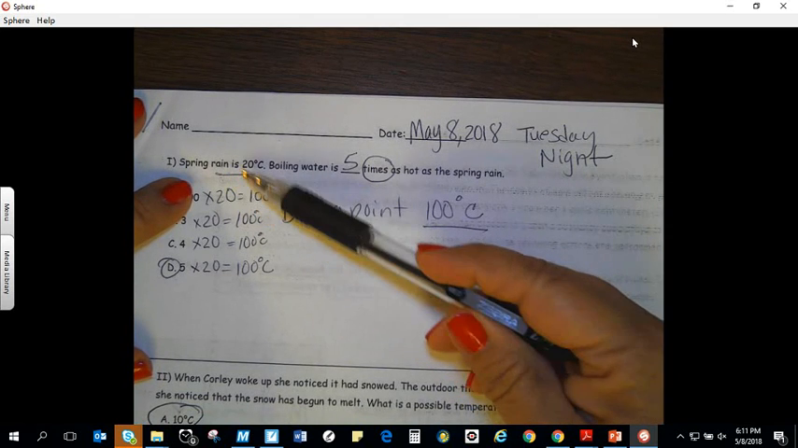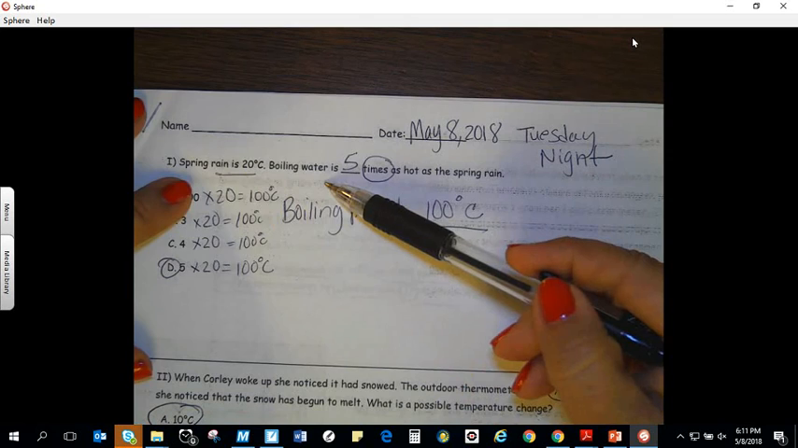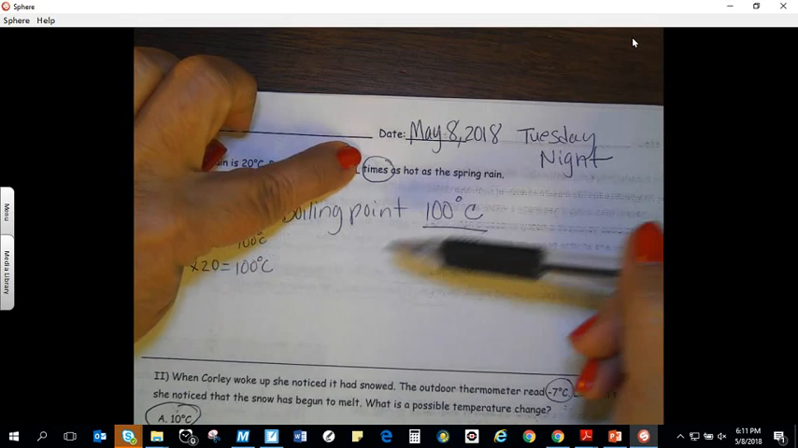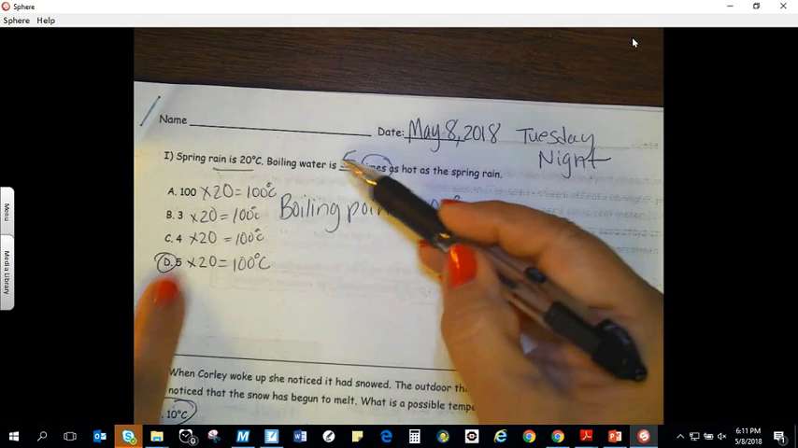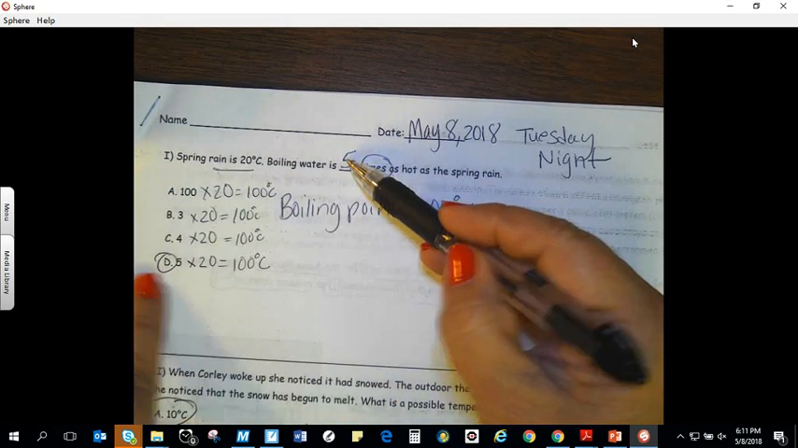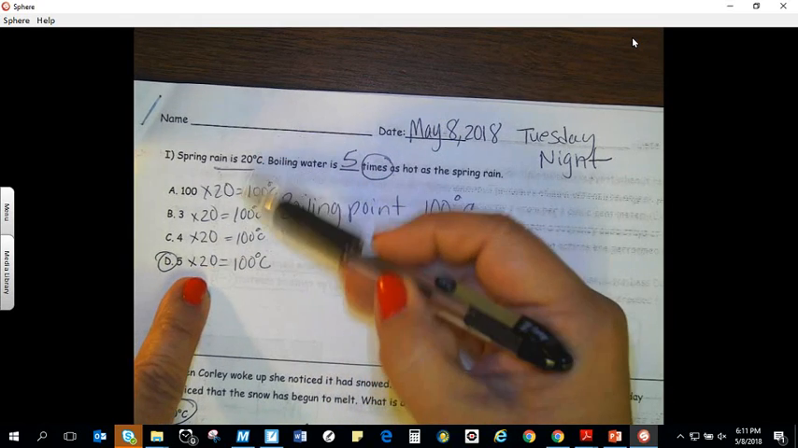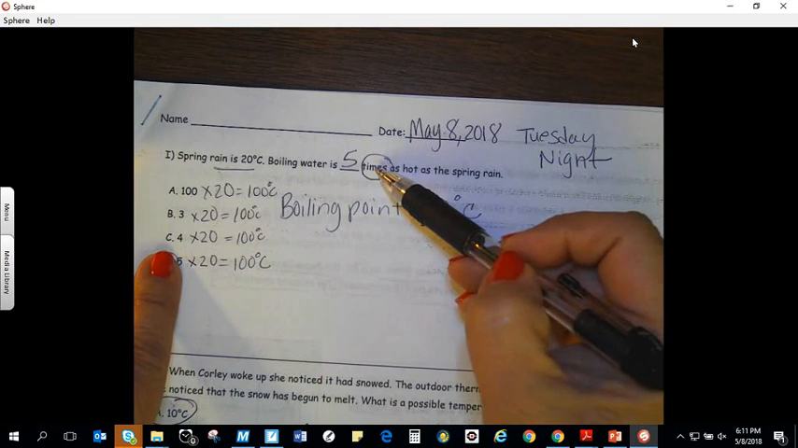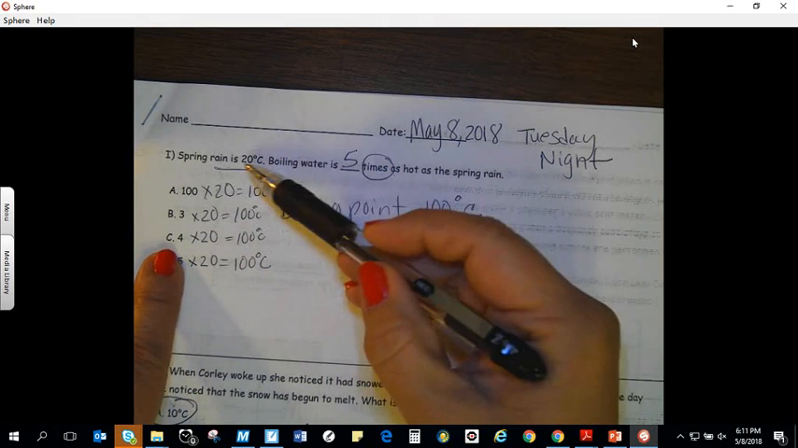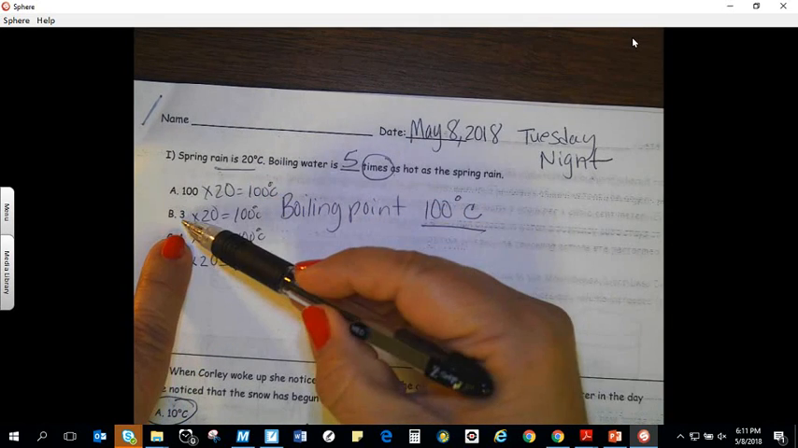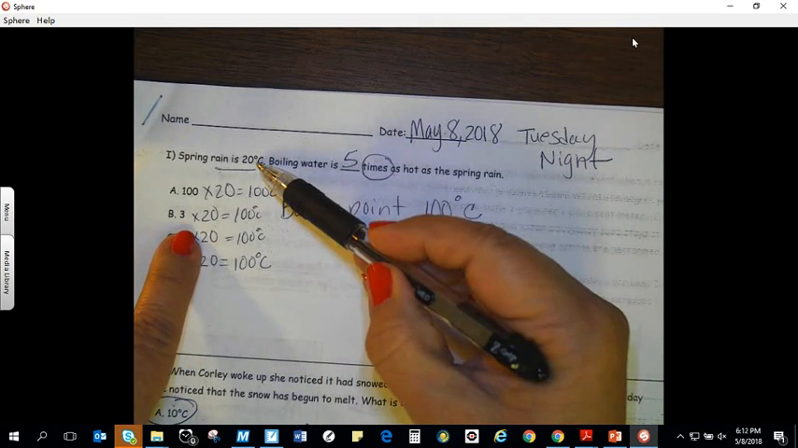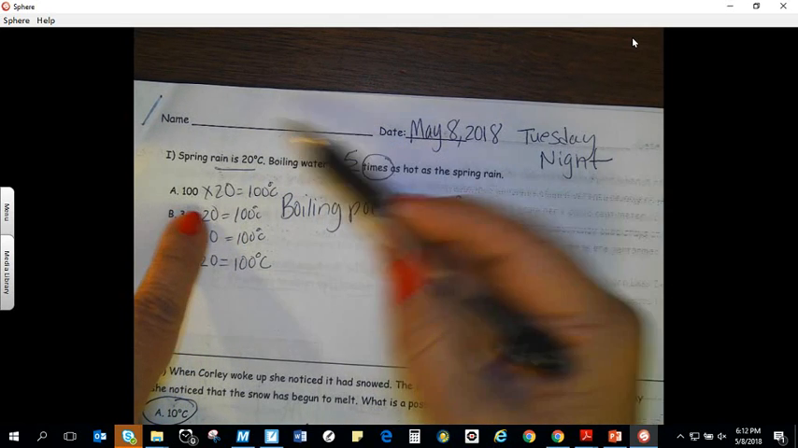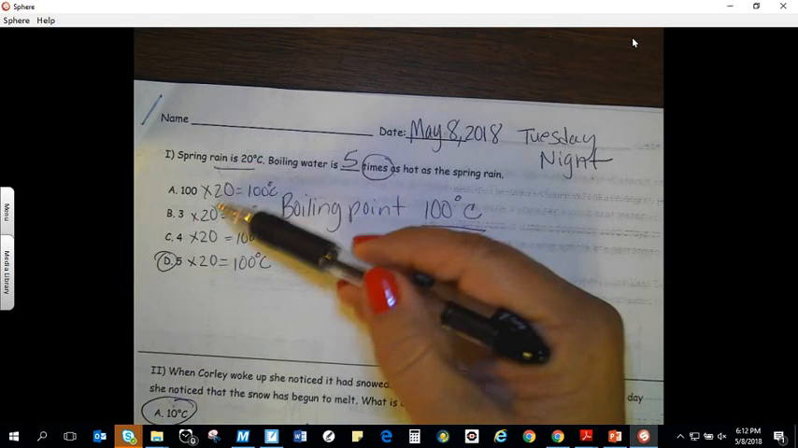Spring rain is 20 degrees Celsius. Boiling water is how many times as hot as a spring rain? Okay, so now we're looking at times. So I have to look at how many times. So is it 5 times the 20 degrees of spring rain? Is it 4 times as hot as the 20 degrees of spring rain? 3 times as much as the 20 degrees of spring rain? Or 100 times as 20 degrees of the spring rain?